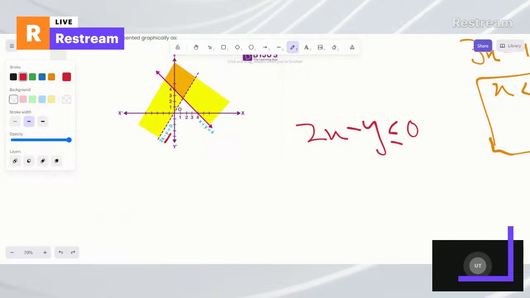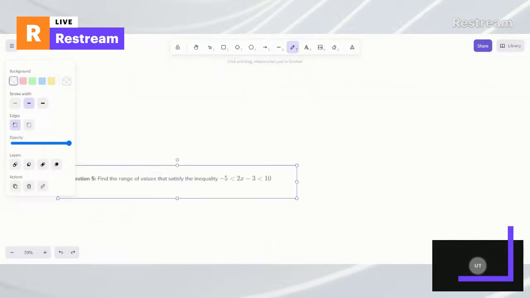So let's do some of the most common types of questions that are very popular in GCSE. It's this one. So let's give it a try once again.